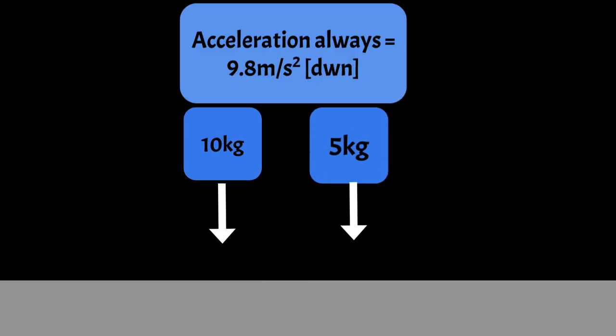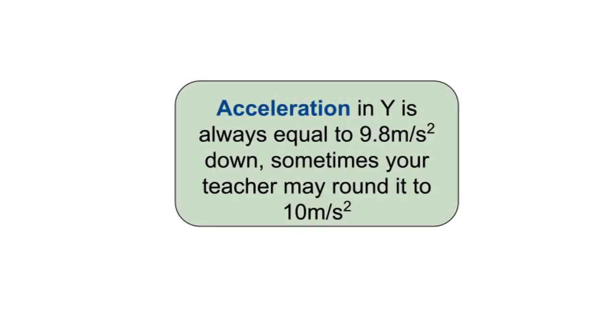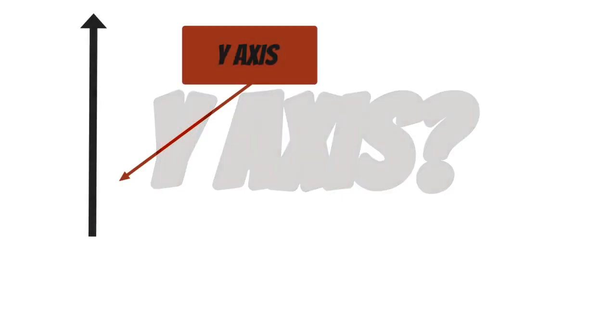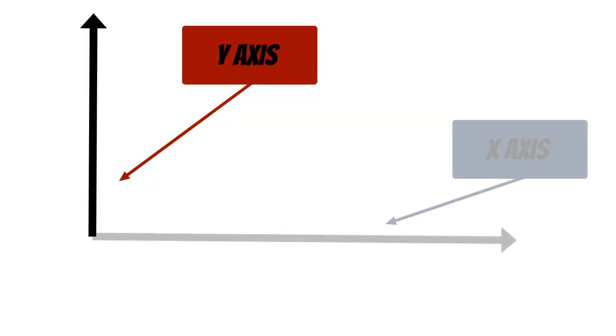The reason for this is that all objects close to Earth with no air resistance accelerate at 9.8 meters per second squared towards the center of the Earth. I want everyone to remember that the acceleration in the y-axis is always 9.8 meters per second squared towards the center of the Earth. But what does the y-axis mean? The term y-axis basically just means everything up and down, while the term x-axis is everything left and right.